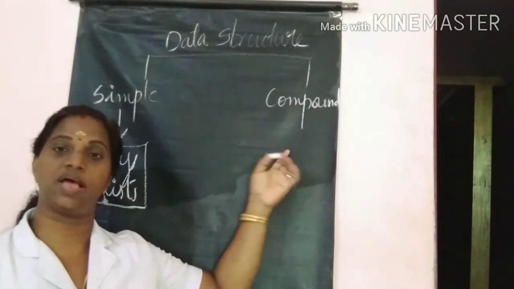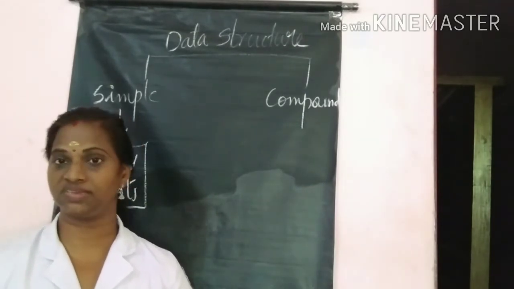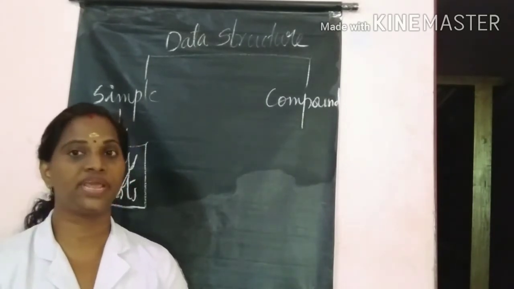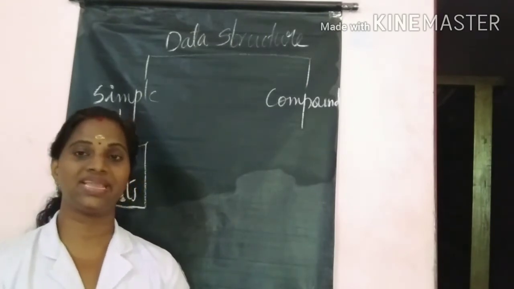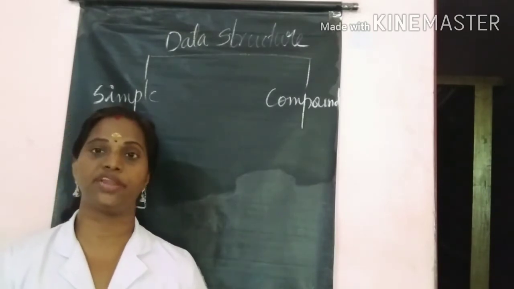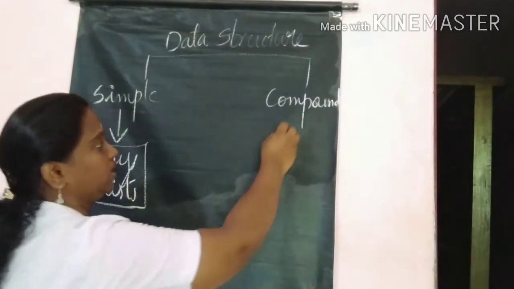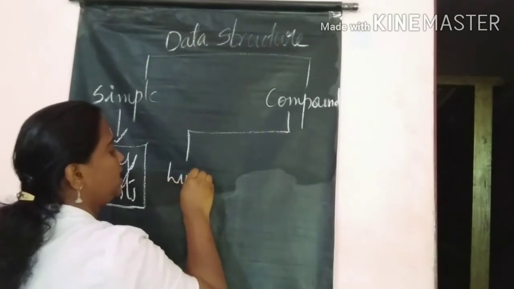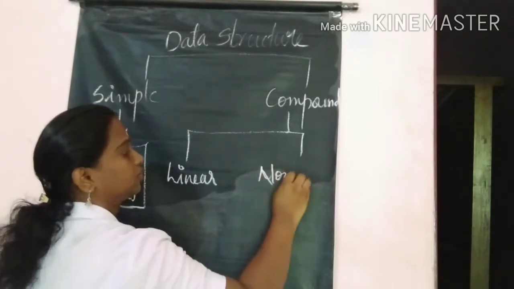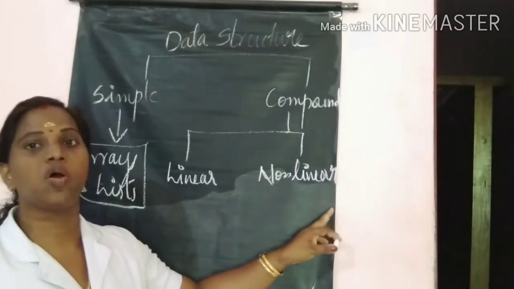Then compound data structures are built from simple data structures. This compound data structure is again divided into linear data structure and non-linear data structure. So we can write here linear data structure and here non-linear data structure.